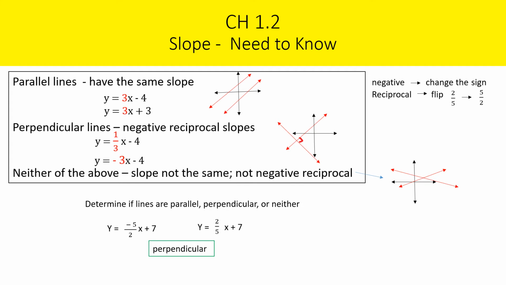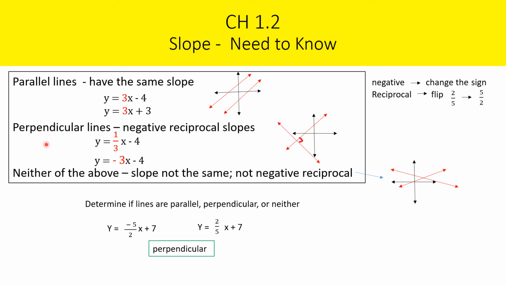We can use the slope to determine whether lines are parallel, perpendicular, or neither of the above. To refresh our memory, parallel lines look like this. The slopes will be the same, and the lines will never cross and touch each other. They're always equidistant from each other. Over here, looking at the slope, you would have the same slope, 3 and 3 in the m position.